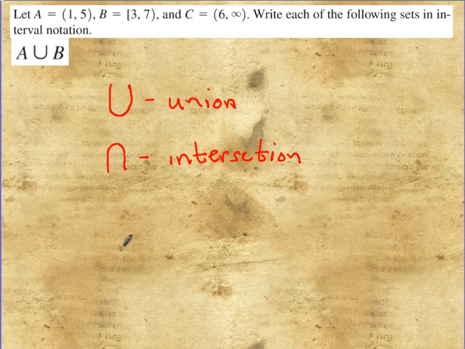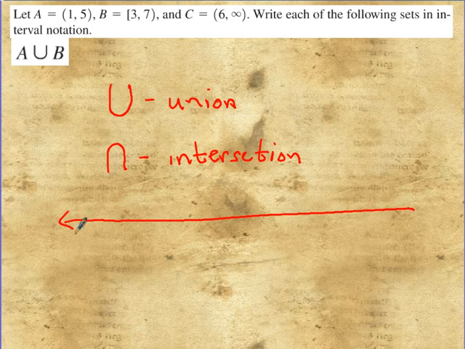So let's try this. A is the set of all things from 1 to 5. Let's kind of draw a picture of all three of these scenarios. I need 1, 3, 5, 6, and 7, on a number line. A is all things from 1 to 5. So an open circle at 1, an open circle at 5. It's all the stuff between. Okay, 1, 2, 3, 4, 5, not including 1, not including 5.